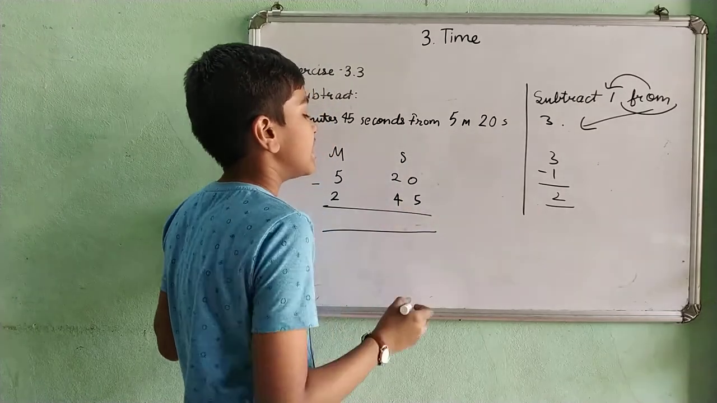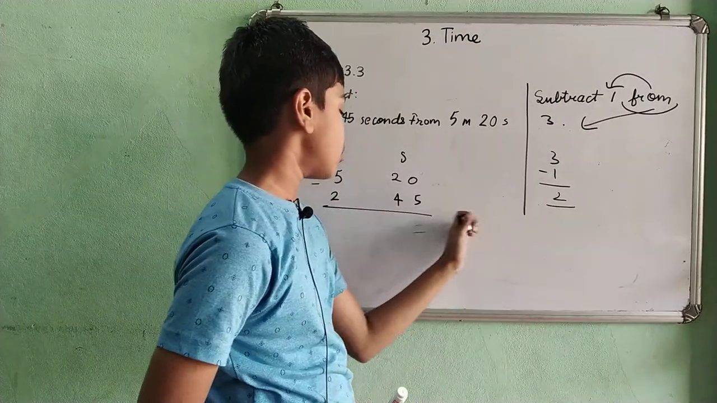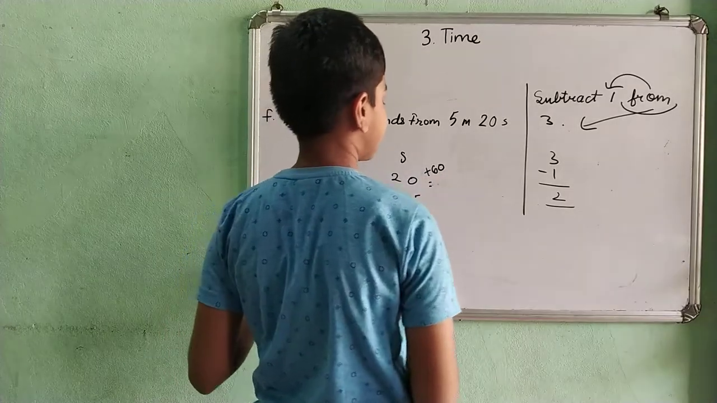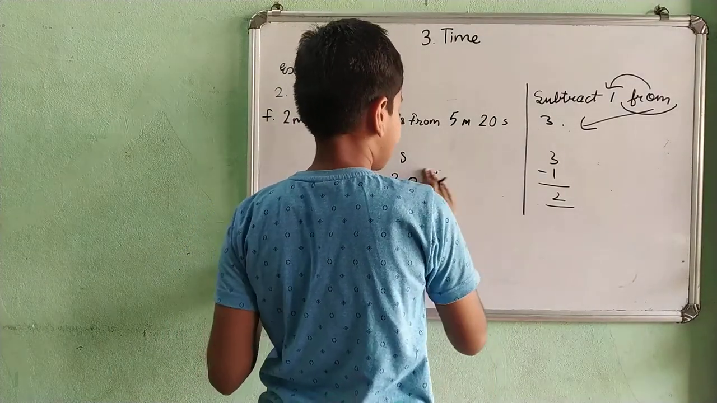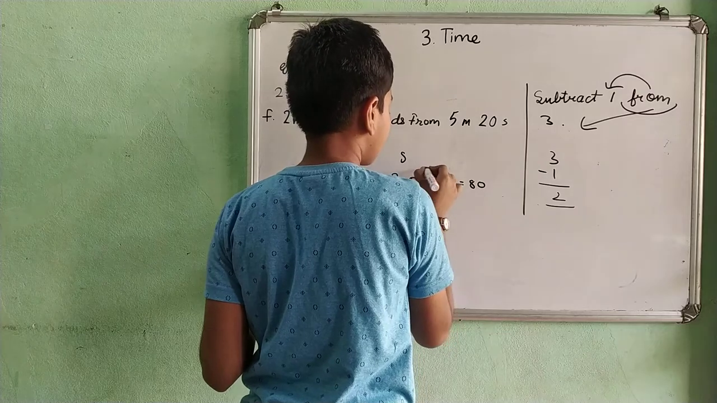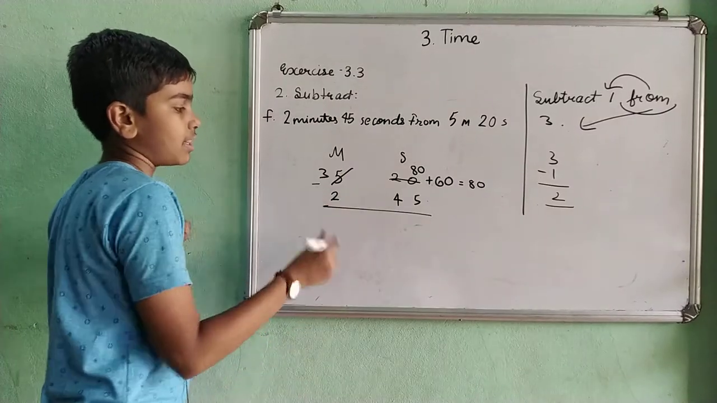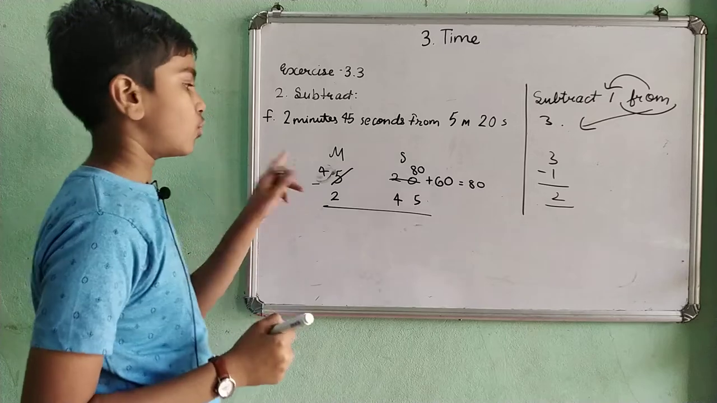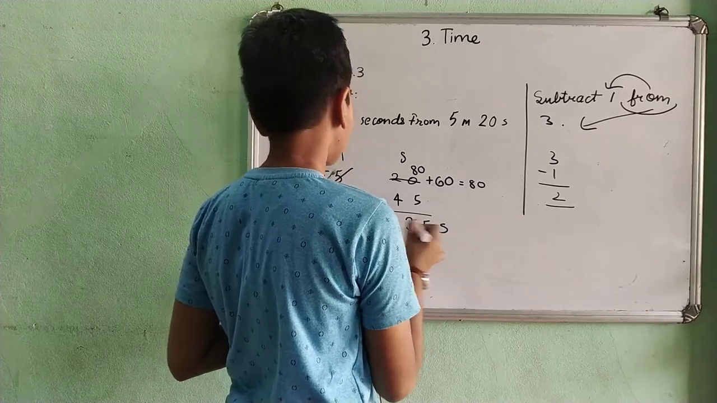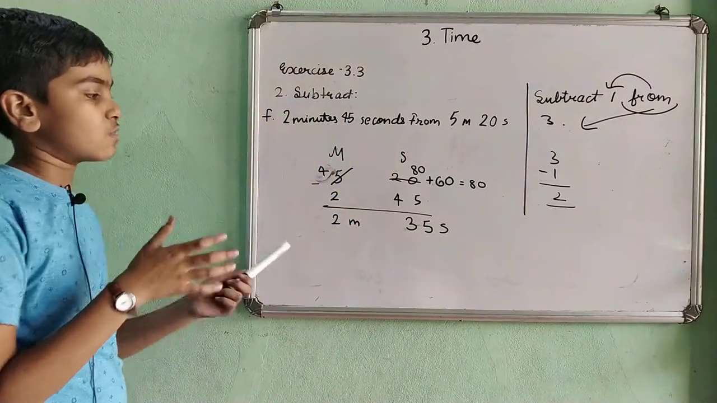Wait, okay? So, see. 20 is already less than 45, right? So what do I have to do? Add 60 here. What do I get if I add 60? 70, 80. So instead of 20, I will write 80. Add 60 is equal to 80. And here will be, sorry, 4. Now I got 4. Now minus it up. You get 35 seconds, and 4 minus 2 is 2.